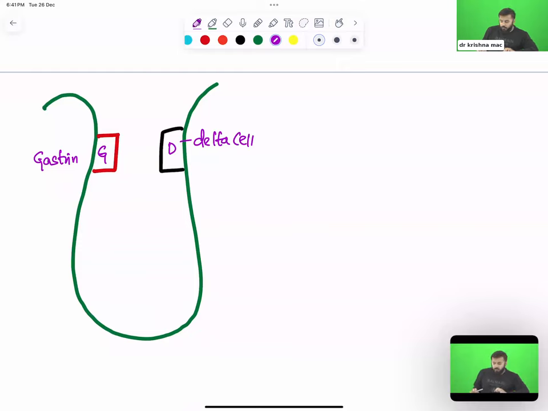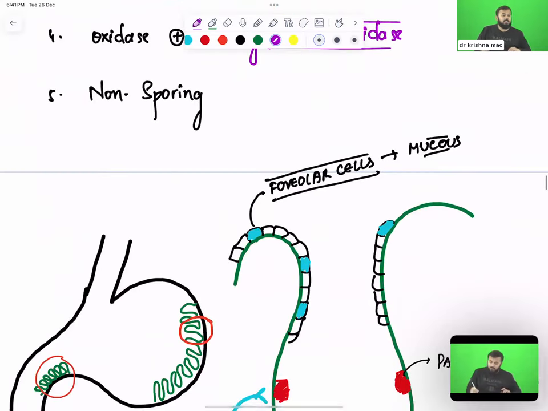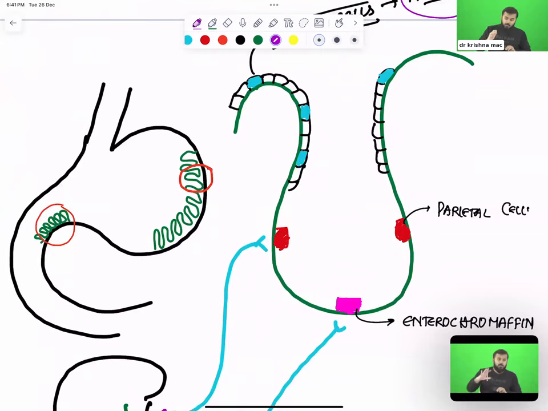Foveolar cells, Sultan, release mucus. Look, I told you here. Foveolar cells release mucus. Okay, what will the mucus do? It will line your entire stomach. So that even if you are drinking tea or coffee on an empty stomach, it won't damage the layers of the stomach. This is called the first barrier. Not only that, even if any bacteria enters, it will wash away. Right, so this is the thing.